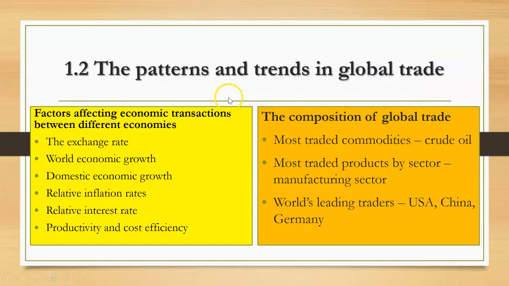Okay, now we're going to conclude this subtopic. What we have learned is the factors. We have covered 6 factors affecting global trade, as I've listed out here, and we have also covered the composition of global trade: the most traded commodity, the most traded products by sector, and the world leading traders, which countries.